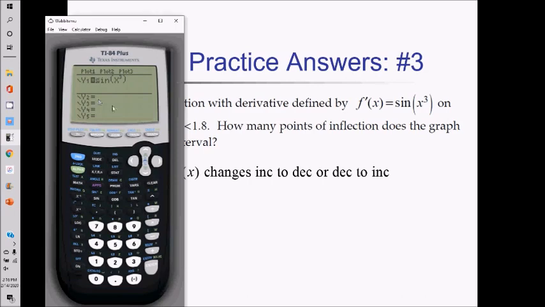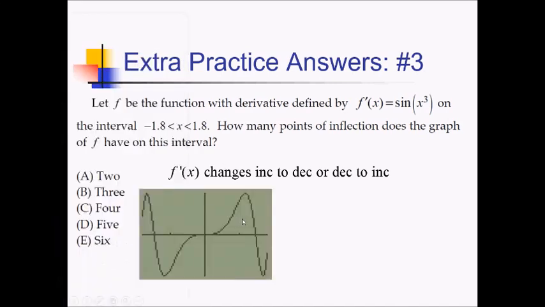So here I am in my y equals. I've just put f prime in as y1, and for my window, I'm using negative to positive 1.8 because that's what they gave me here in the problem. Zoom 0 to get the perfect window on that. And I see that I've got, let's see, 1, 2, 3, 4 different places where we're reversing directions. So that means then that f has 4 points of inflection on this interval. Choice C.